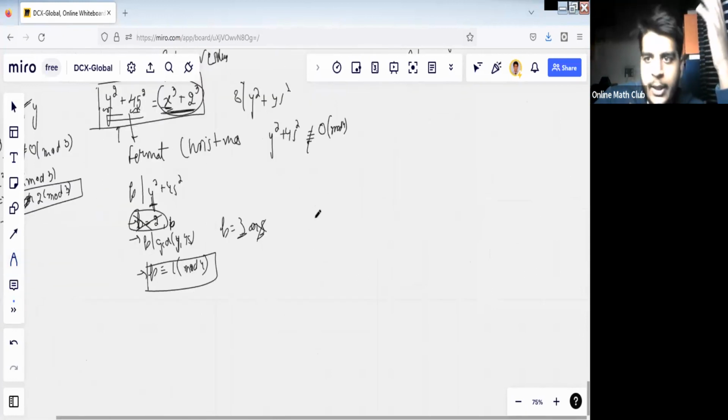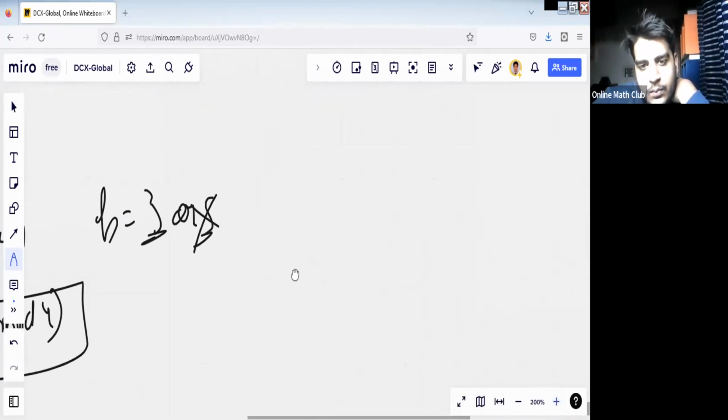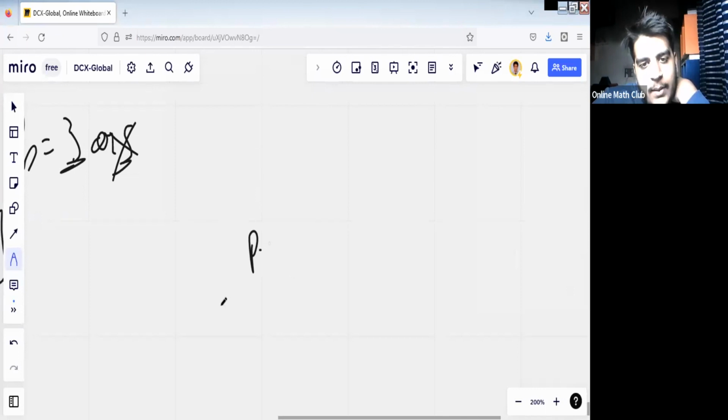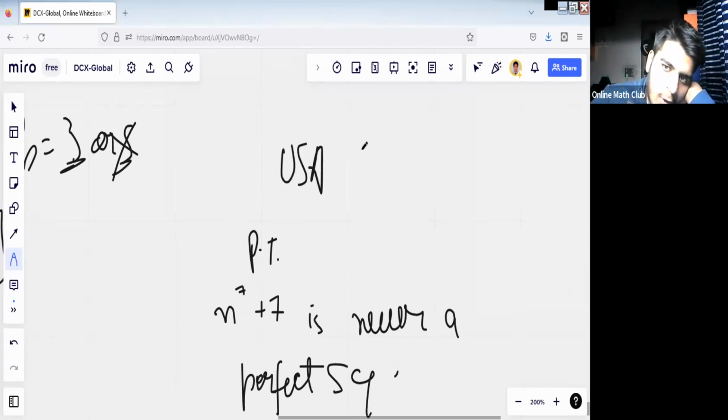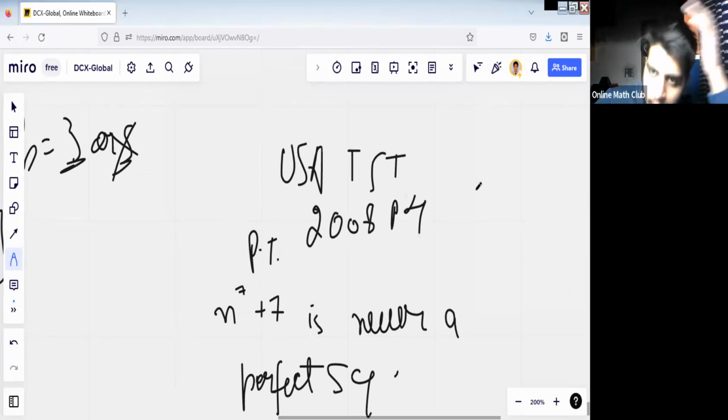Okay, another similar problem which you can try later. I'll just now end the class because of the World Cup. Prove that n to the power 7 plus 7 is never a perfect square. You can check it on EOPS if you want the solution. USA TSC 2008 P4. Okay, so that's it for the class.